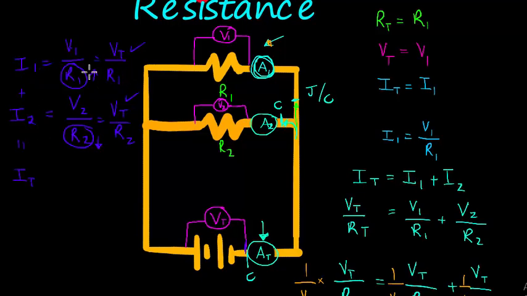Now if R2 is then bigger, it will reduce the fraction. If I increase the denominator, I reduce the fraction, which means I am reducing the current. And again, it makes sense. When the electrons come here, more electrons will go where there is less resistance. If we had a stream of water, there's two streams. One stream has a big rock in it.